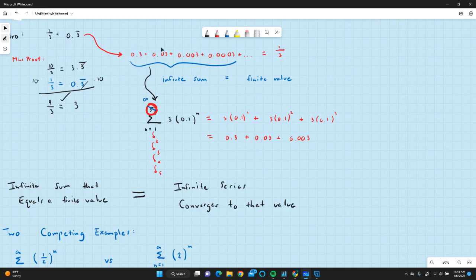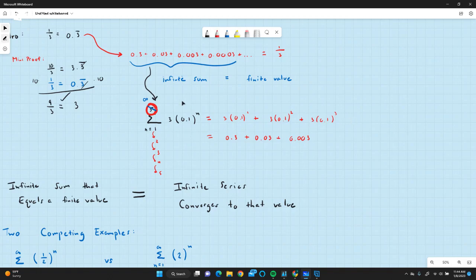0.3 plus 0.03 plus 0.003 plus 0.0003. I can write this using what's called sigma notation. The bottom number tells you what to start plugging in. The top number tells you what to stop with. So in this case, you plug in 1, and you get this first term. Plug in 2, you get this next term. Plug in 3, you get this next term. Technically, I should have done 4 and 5, but I cut it off early.